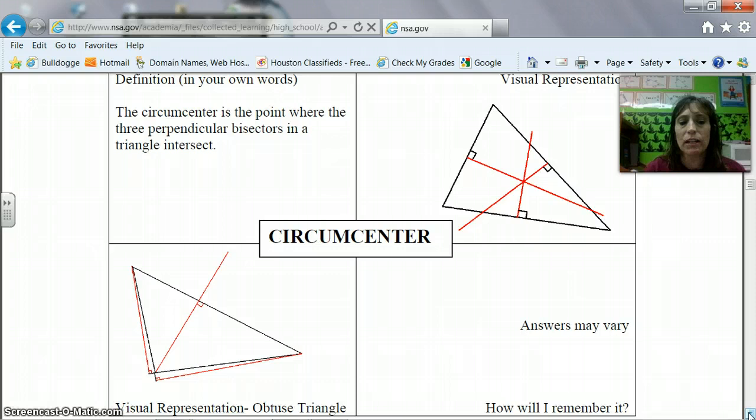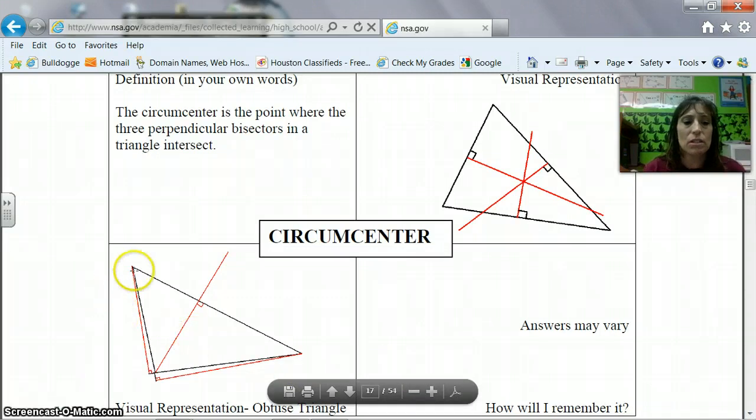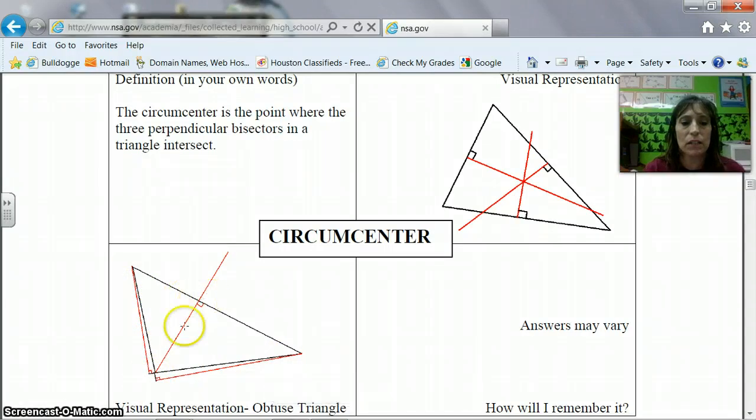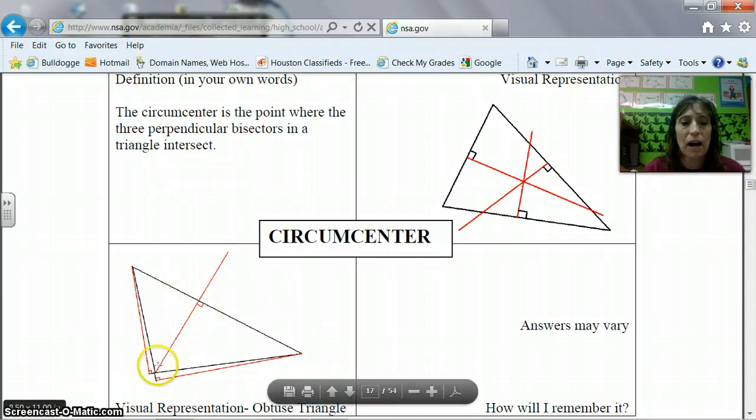Down here on the right, it does an obtuse triangle and the visual representation, and I also thought that this was important. I wanted to show you that on here, do you see how this line comes down? This line comes down, and then it's perpendicular here, so it actually bisects down here in the left corner. Okay, so that's where they all intersect.